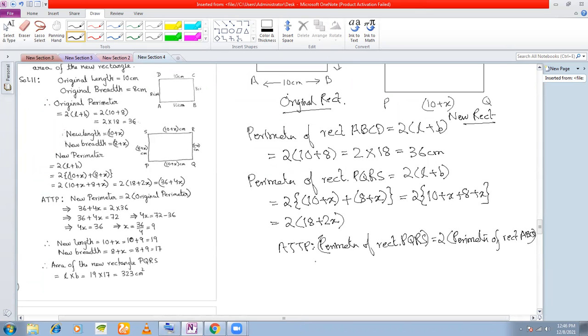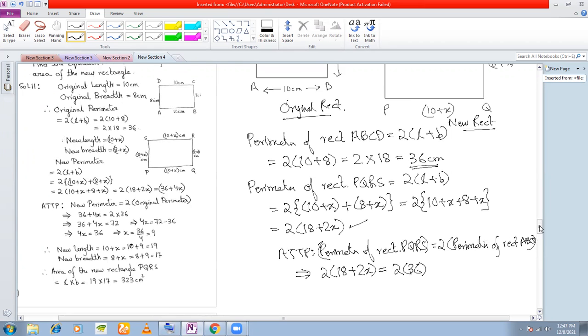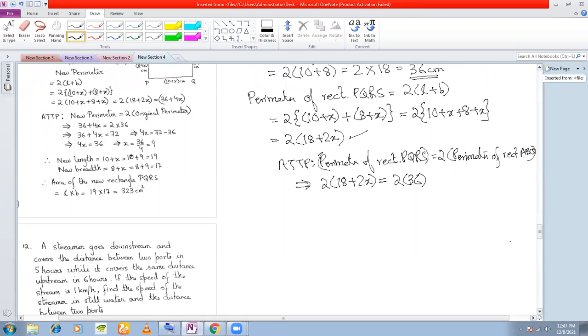Right? Put the values. Perimeter of rectangle PQRS we have got as twice 18 plus 2x. And perimeter of this rectangle ABCD here is 36, so 2 into 36. Right? Now we just need to solve this equation to get the value of x. Let's get the value of x from here. Yes, any question?